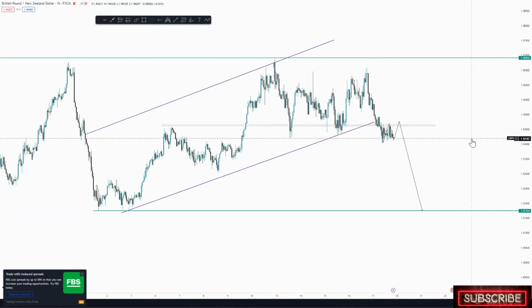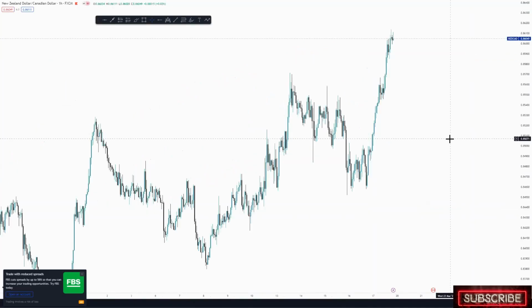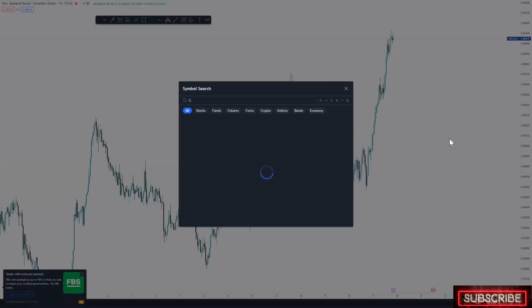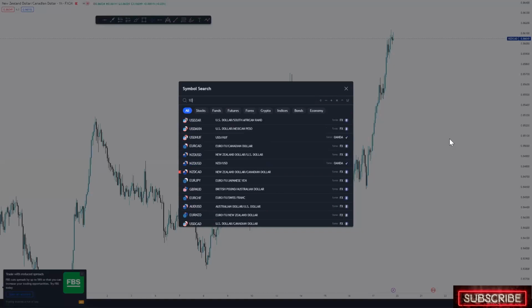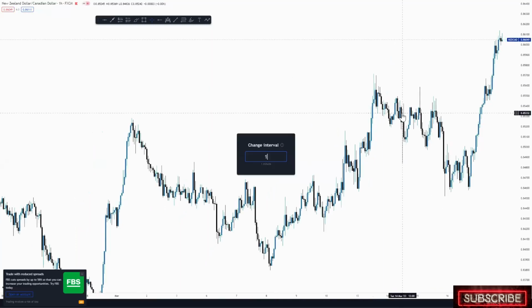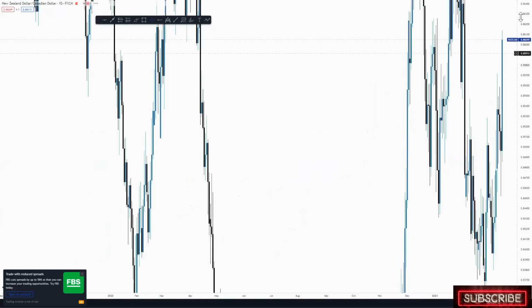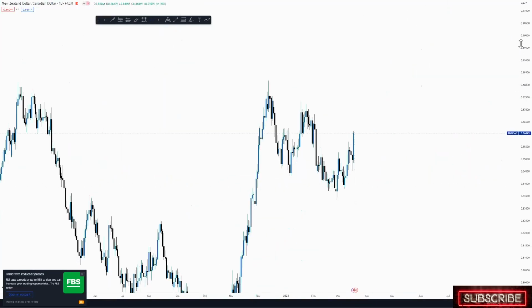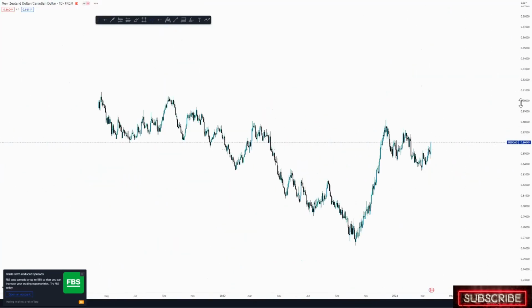So now let's move on to another pair, which is NZDCAD, right? So let's start on the daily time frame as well. Sorry about that. All right. So daily time frame. Okay, cool. So this is what's going on here as well.